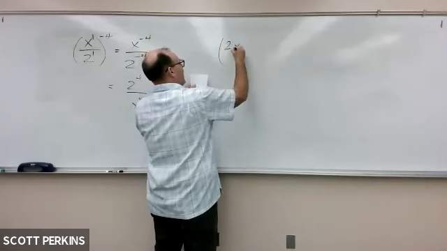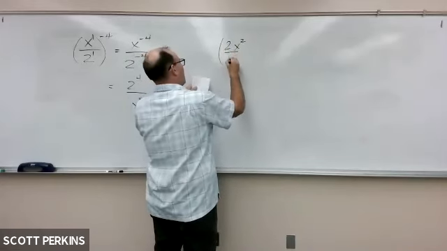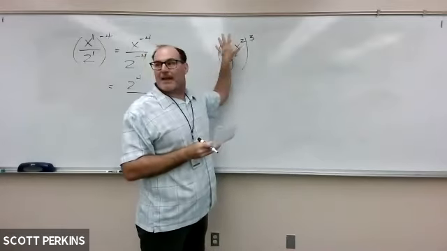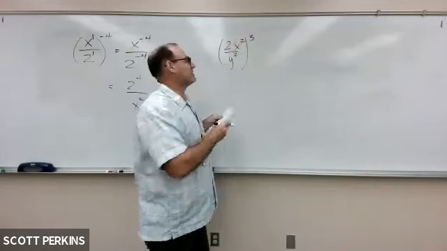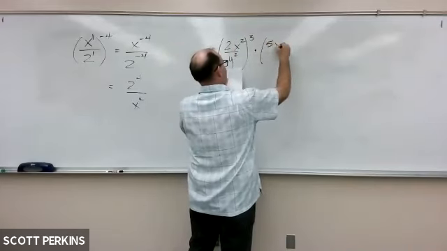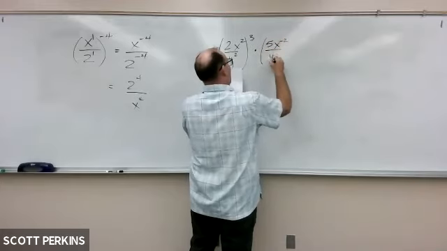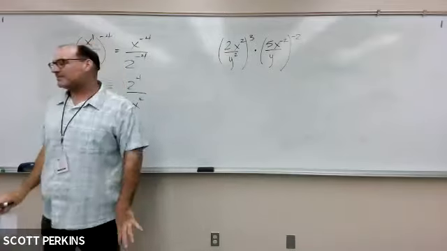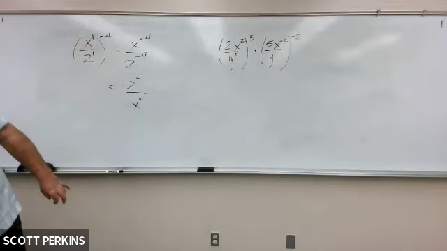We've got 2 x to the second over y to the second, and we're going to raise that to the third. So that's all one thing. Resolve that first. And then times 5x to the negative 2 over y raised to the negative 2. So basically, I just put two problems side by side, and then we will multiply them.